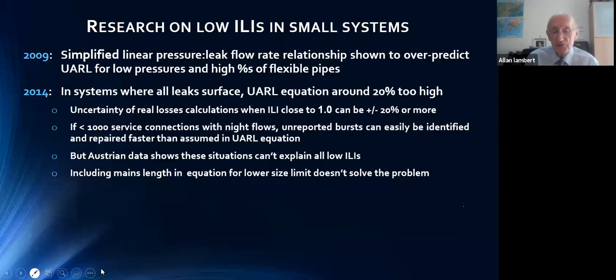And in systems with less than 1,000 service connections, with continuous night flow measurements, an unreported burst, even on a service, can be quite easily identified and repaired faster than allowed for in the UARL equation. So those are some reasons why you can get low ILIs. But the Austrian data shows that these explanations can't explain all low ILIs. And even though we tried to include mains length in the lower size limit, that didn't solve the small systems problem.